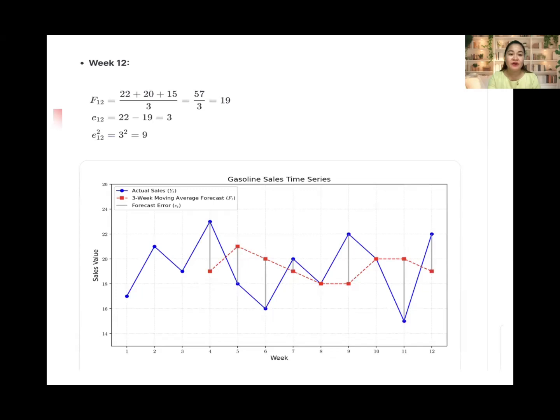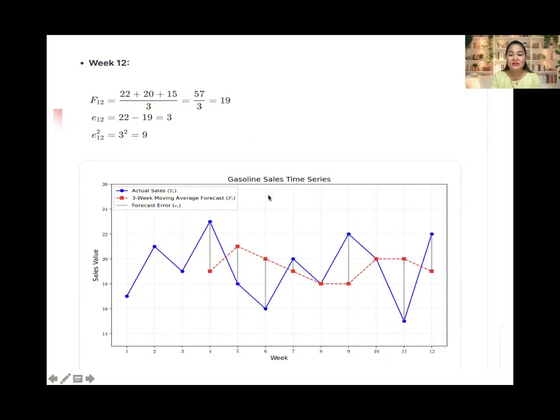So here is the forecast for week 12. It's very important, it's the last one. Since you can forecast the following, if that is week 1 to 12, you can even get week 13. So we have the forecast for week 12: 22 plus 20 plus 15 divided by 3. So we have 57 over 3, that is 19. And the actual there is 22. Minus 19, you have the forecast error of 3. So 3 squared is 9.